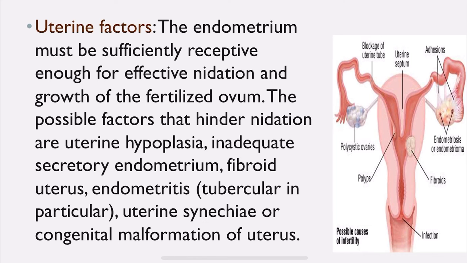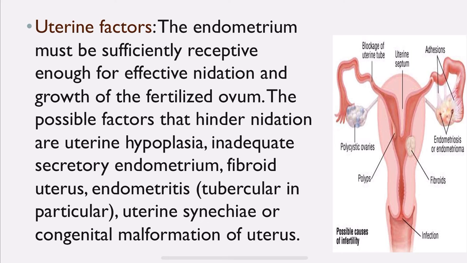The possible factors that will hinder the nidation are uterine hypoplasia, whenever there is hypoplasia, that is decrease in the number of cells of the uterus. Inadequate secretory endometrium: if the progesterone is not adequate, there is some luteal phase defect which is not preparing the endometrium for the secretory phase. If there is some fibroid found in the uterus, endometritis, tubercular in particular. The uterine synechiae or congenital malformation of uterus.